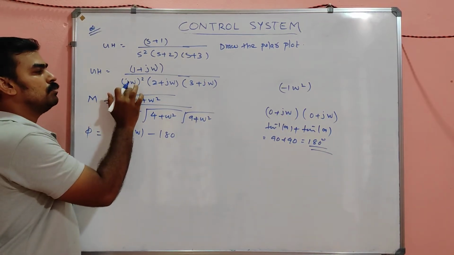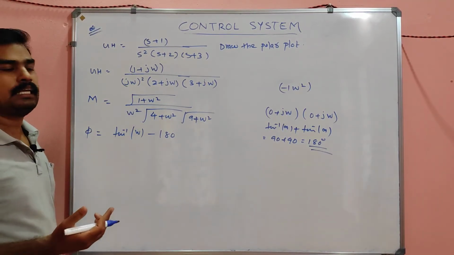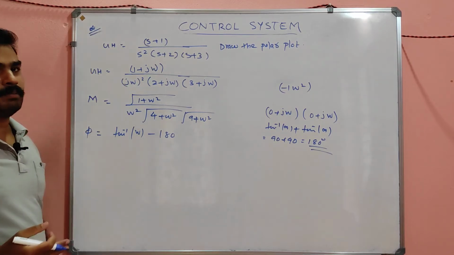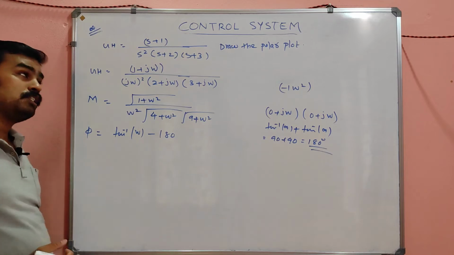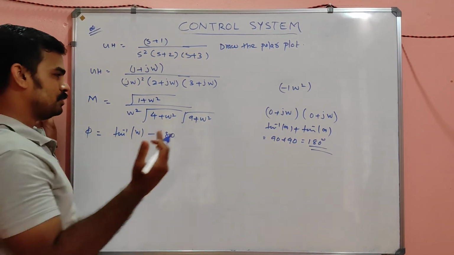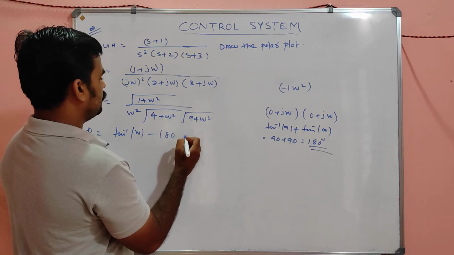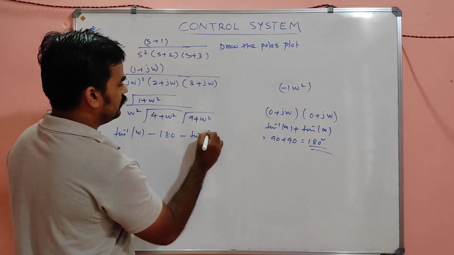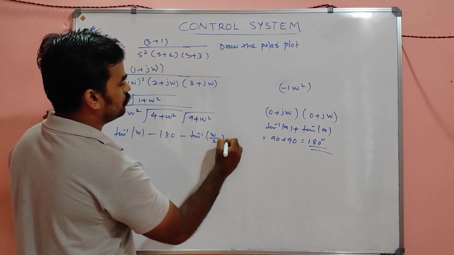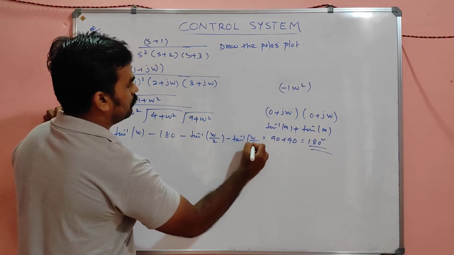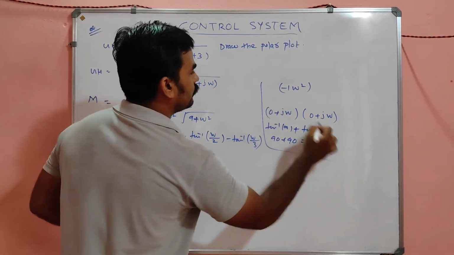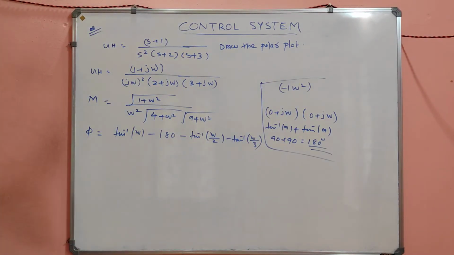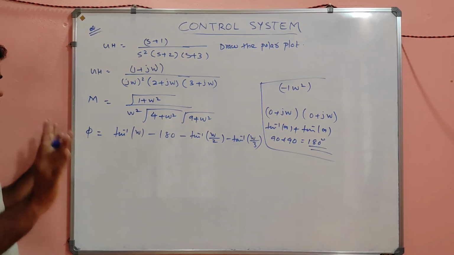Once you see j omega, the angle will be 90. And (j omega) square means the angle will be minus 180 for the denominator. (j omega) cube means minus 270. (j omega) to the 4 means again 360 or 0. So phi equals tan inverse omega, minus 180, minus tan inverse omega by 2, minus tan inverse omega by 3. So this much will be the angle, my dear. Is it clear? Is it clear?